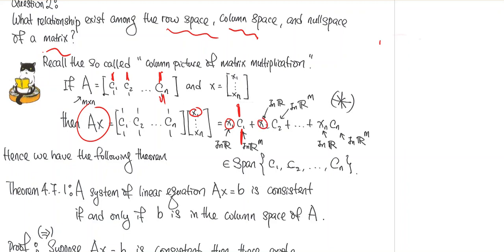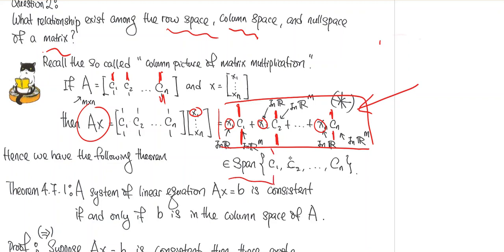And then x2, which is a number, and then multiply this second column, all the way to xn, which is a number, multiply this n-th column. So if you multiply Ax, you will get that. And this is an expression that we have seen. You should be able to recognize in like 0.1 nanosecond that expressions that look like this will be in the span of all these column vectors.